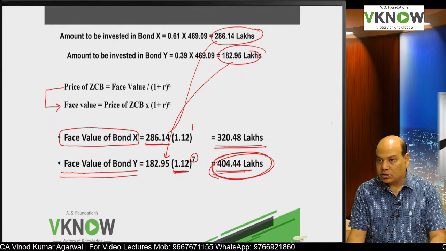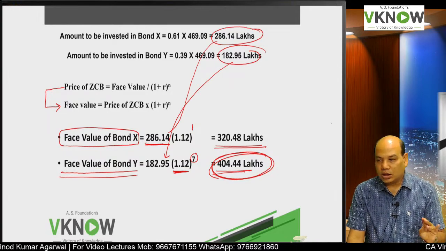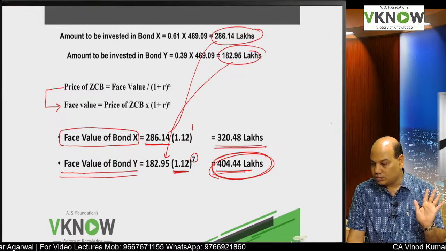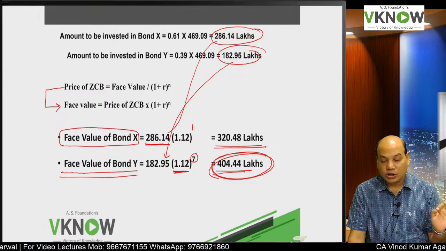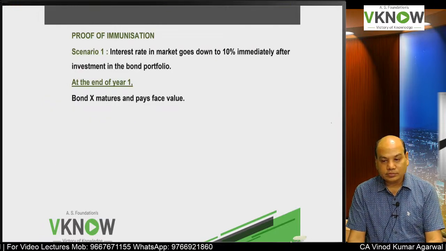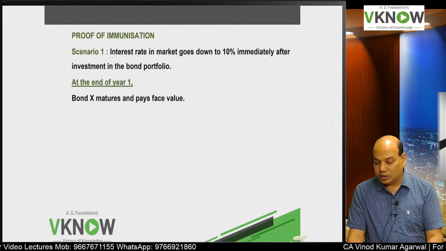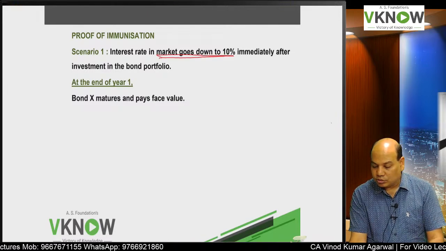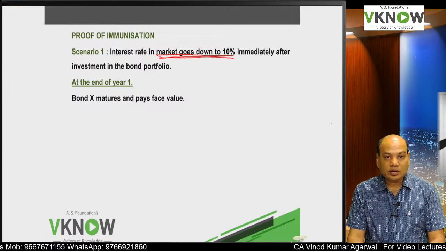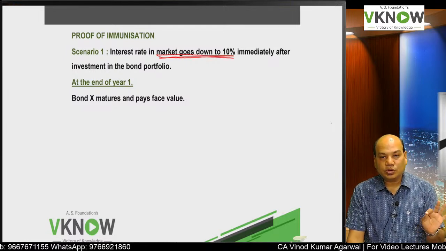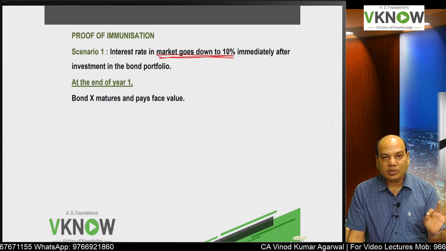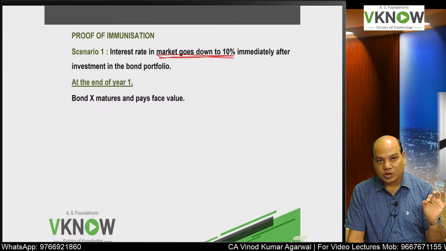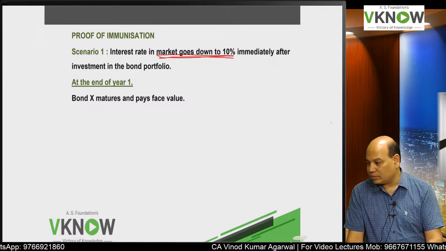So we have answered 3 questions: proportion, amount to be invested today, and what will be the face value. But there is a question pending: give the proof of immunization. So suppose after investing in the bond, the market rate goes down to 10%. Are we still in a position to pay our liabilities as we had planned? We have to prove that. So please write down proof of immunization.